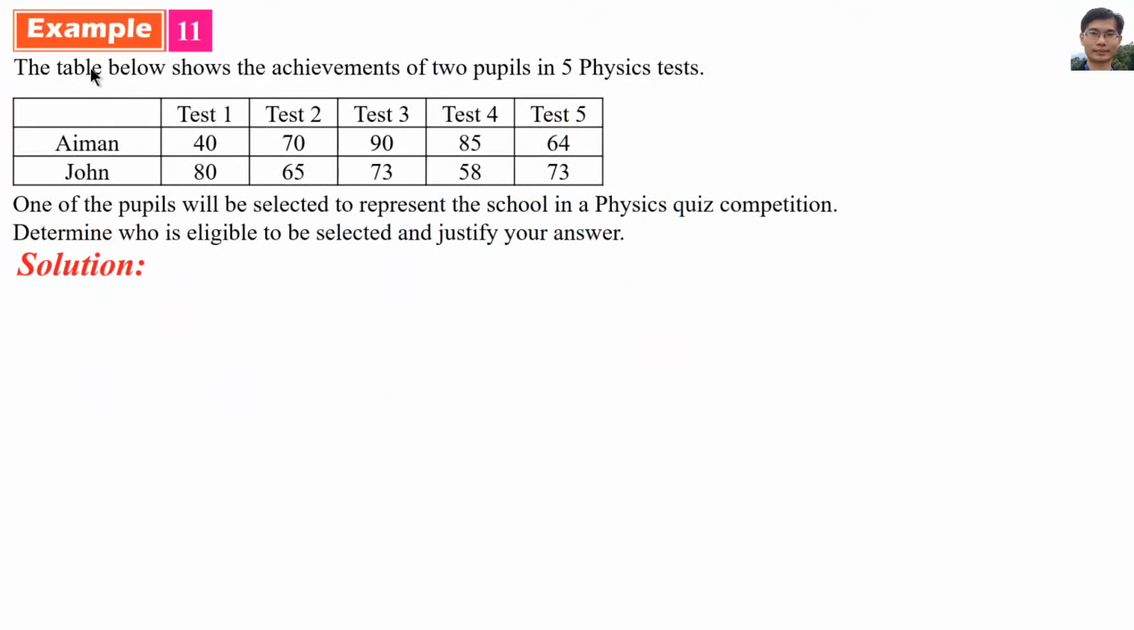Example 11. The table below shows the achievement of 2 pupils in 5 physics tests. So, is this group data? Please answer. Is this group data?